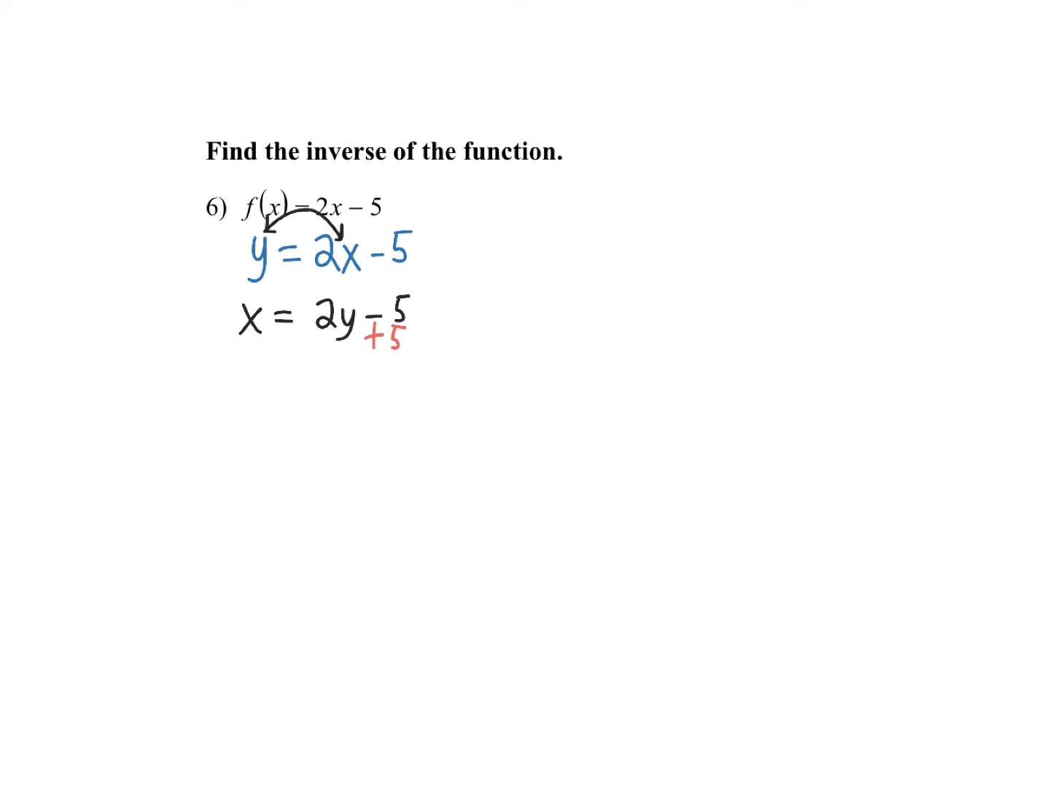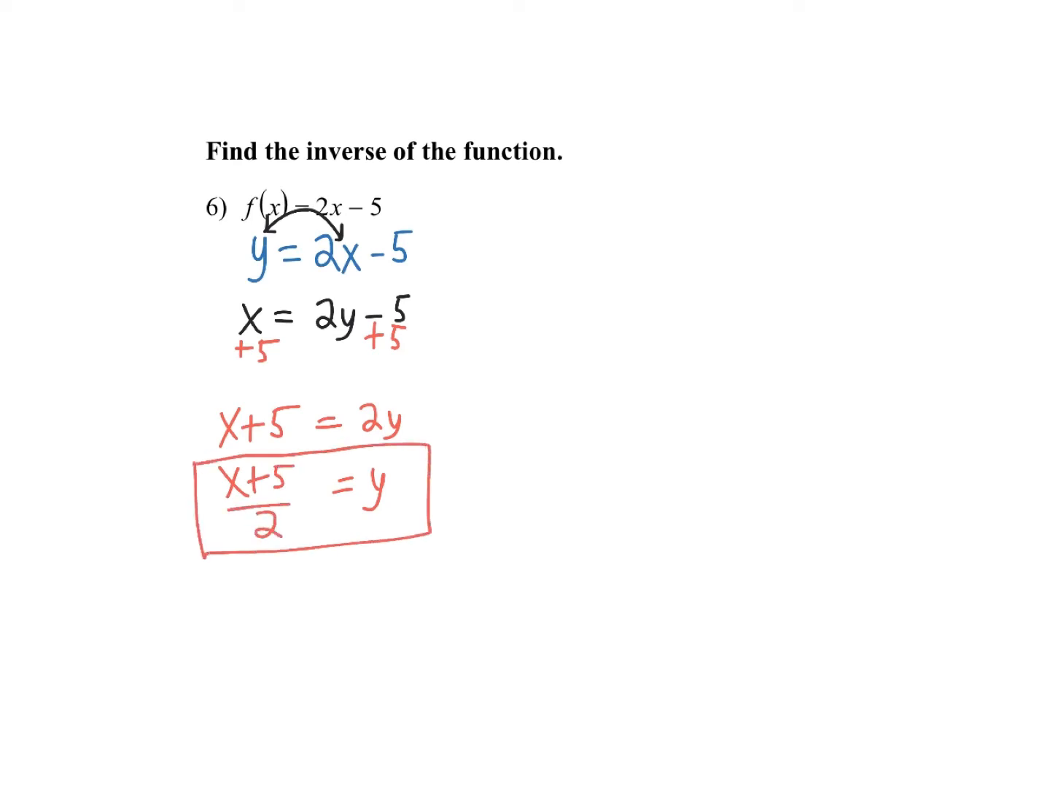So we're going to add 5 to both sides. So x plus 5 equals 2y. And then the last step to get y by itself is to divide both sides by 2. It's probably simplest just to divide that whole side by 2. That is the new inverse. That is what we will call f inverse of x.